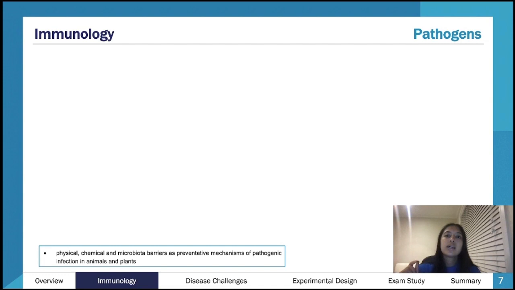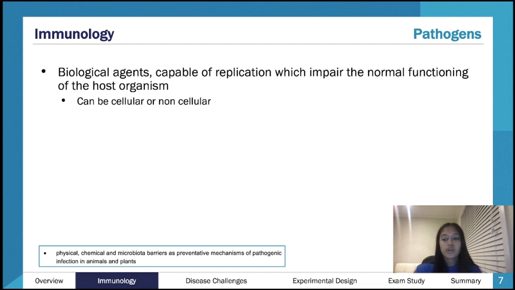I feel like having a good grasp of the study design can be really helpful for that, but I'll talk about that a little bit later on. Okay, to start with our actual content, we're discussing pathogens. It's important to understand the distinction between different types, how antigens appear on pathogens and that sort of thing. Definitions.